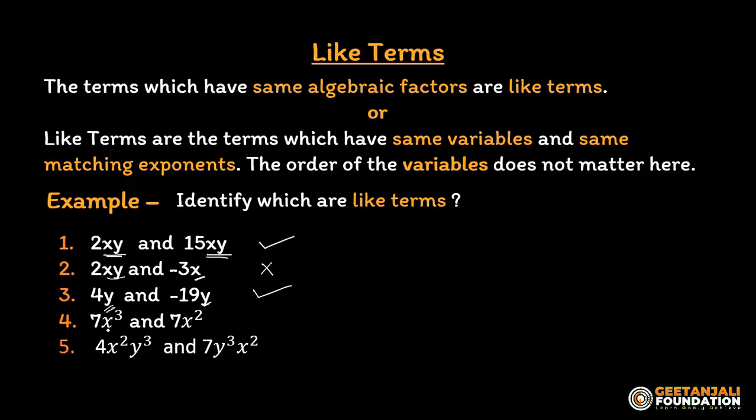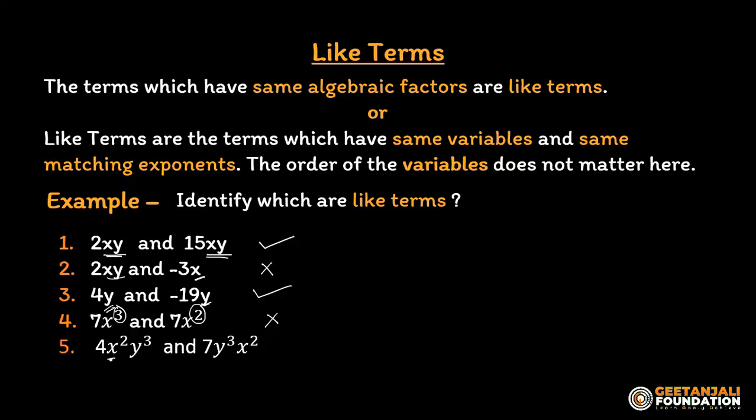Now 7x cube and 7x square. Although they have the same variable x and x, here it is cube and here it is square. Those should be equal to make it a like term. Since they are different, although the base is the same, that is fine, but since the exponents are different, these are not like terms.